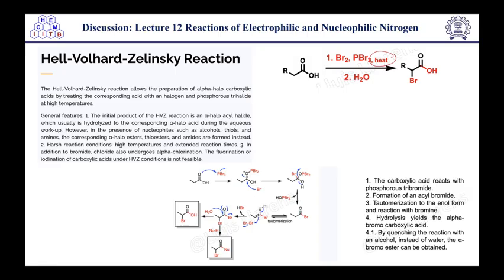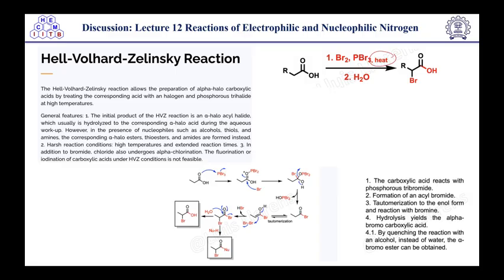Hydrolysis followed by tautomerization will give the corresponding product. So harsh reaction conditions are used in this case, higher temperature and more reaction time. This reaction is only feasible for bromo and chloro compounds, but the fluorination and iodination of carboxylic acid under this condition is not feasible. So what is happening first?